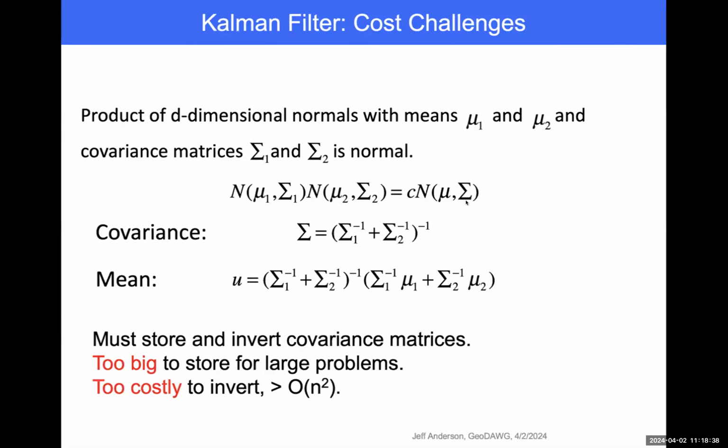So it is very difficult to store the covariance matrices, which would be 1 billion times 1 billion elements. And it becomes too costly to explicitly invert those matrices, which is O of n squared, where n is the size of the problem. And so the Kalman filter is just kind of off the table for big applications.